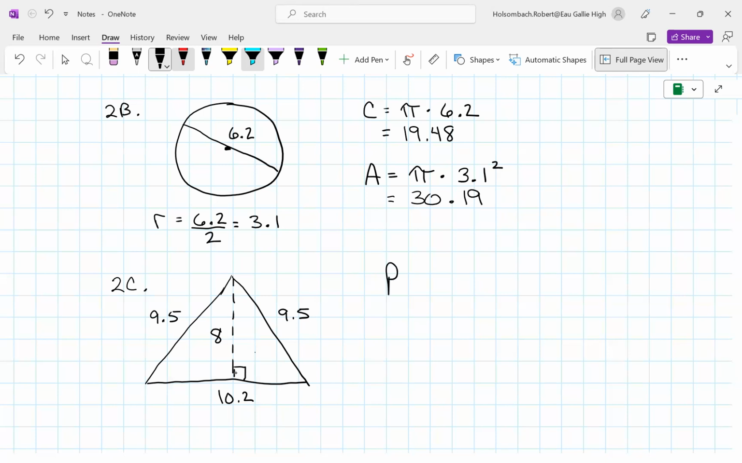So our perimeter is equal to the sum of the sides. I got a 9.5 plus a 9.5 plus a 10.2.